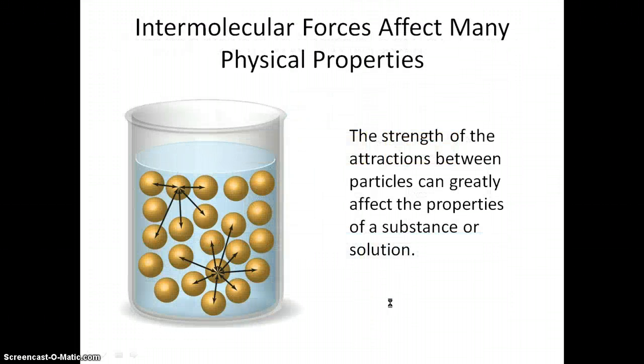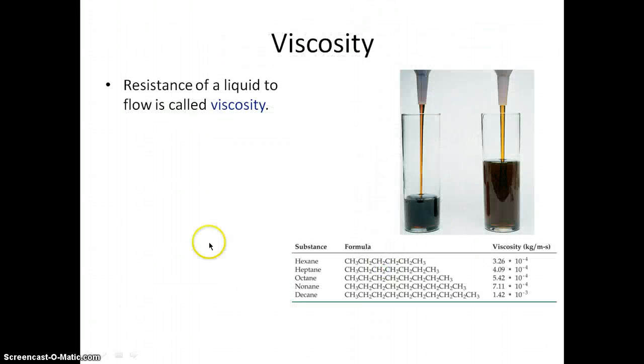All right, we're going to skip ahead a little bit and move to this one because that last slide was a little redundant. Now we're looking at how intermolecular forces may affect physical properties. The strength of attraction between particles can greatly affect the properties of a substance or a solution. The forces between these molecules is what we call cohesion. They're cohering to one another.